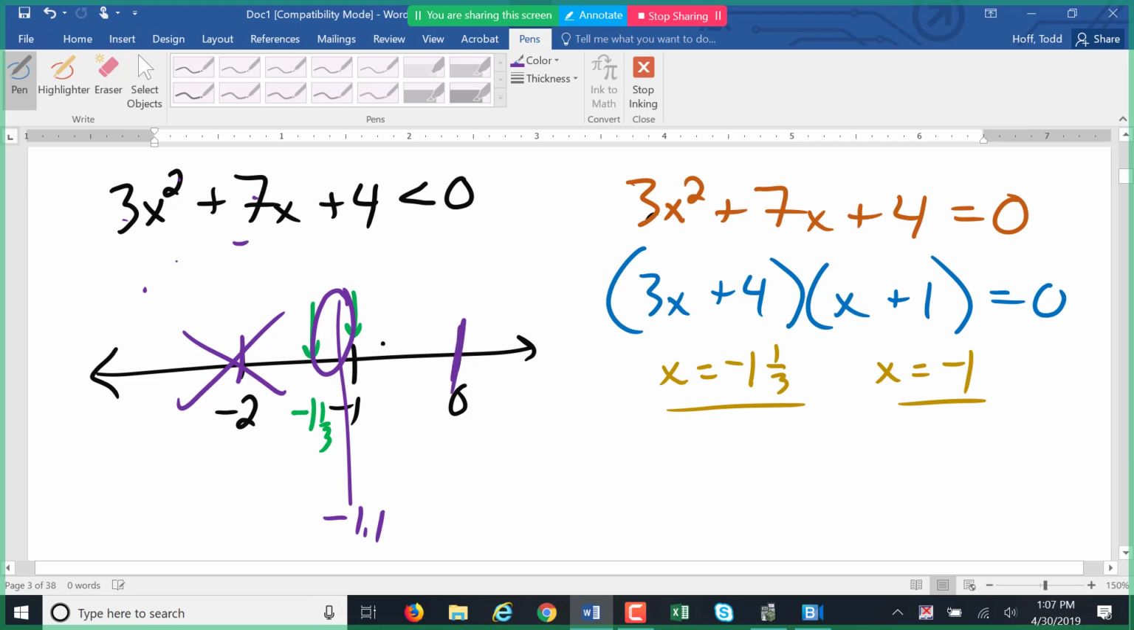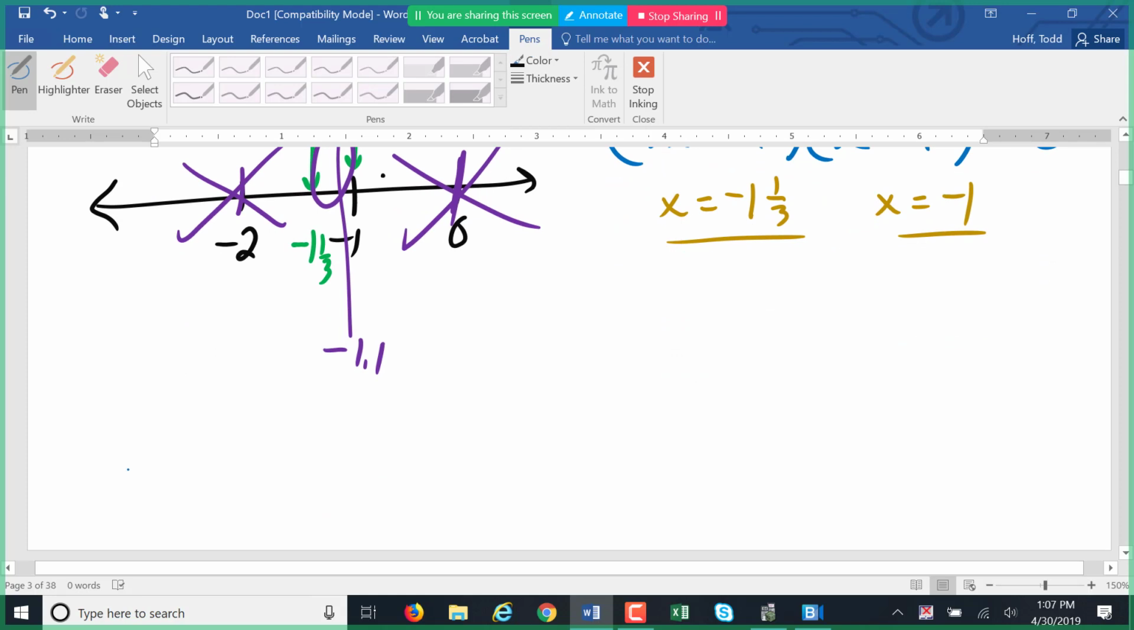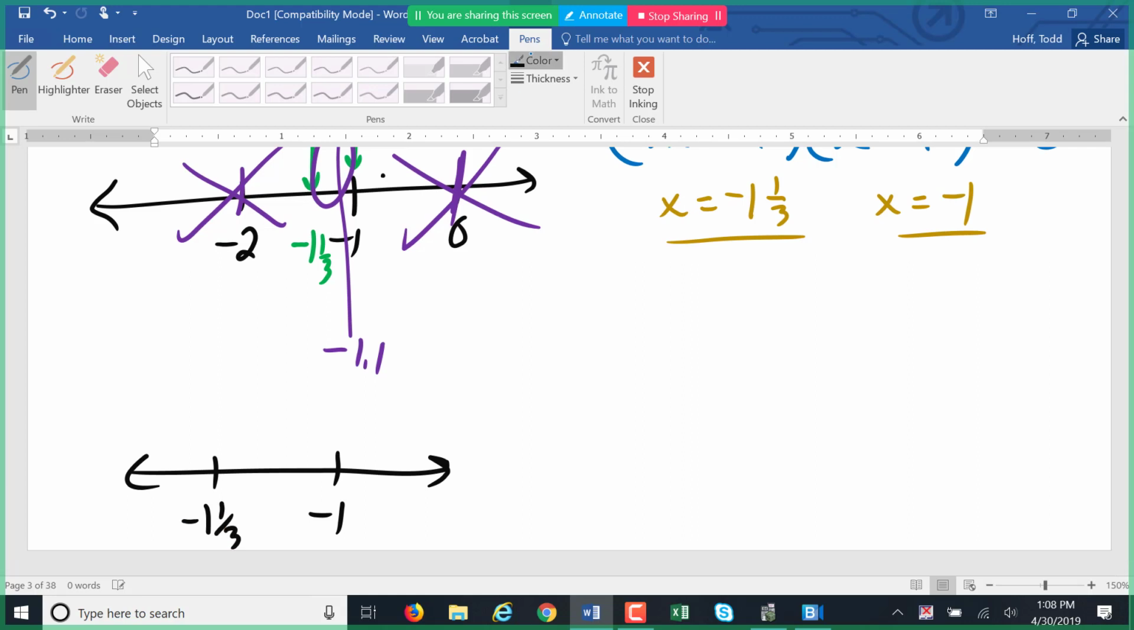We can try 0 up here. Well, 0 squared is 0, and times 3 is still 0. 7 times 0 is 0, plus 4 is 4, which is not less than 0. So our solution here is on that number line between negative 1 1/3 and negative 1.